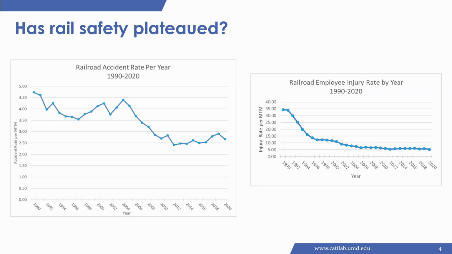So with the motivation and objectives: railroad safety, both in terms of passengers and the people that work for the railroads, has kind of plateaued. We've made some good progress over the years, but the railroad employee injury rate and the railroad accident rate have both kind of flatlined. This gave FRA some insight that maybe they could start to address this if they had more data.